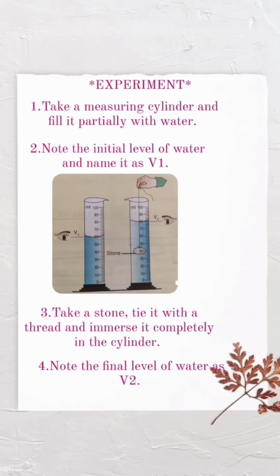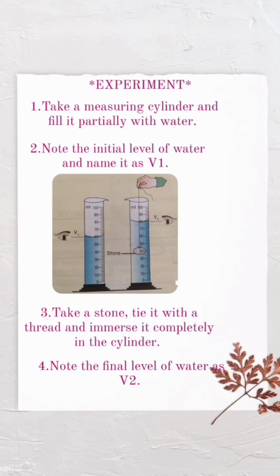We can make it clear through an experiment. For this, we need a stone, a measuring cylinder, a piece of thread, and some water. So first, we are going to keep the measuring cylinder on some flat surface, and we are partially filling it with water. Next, we should note the level of water, and we can take it as V1.